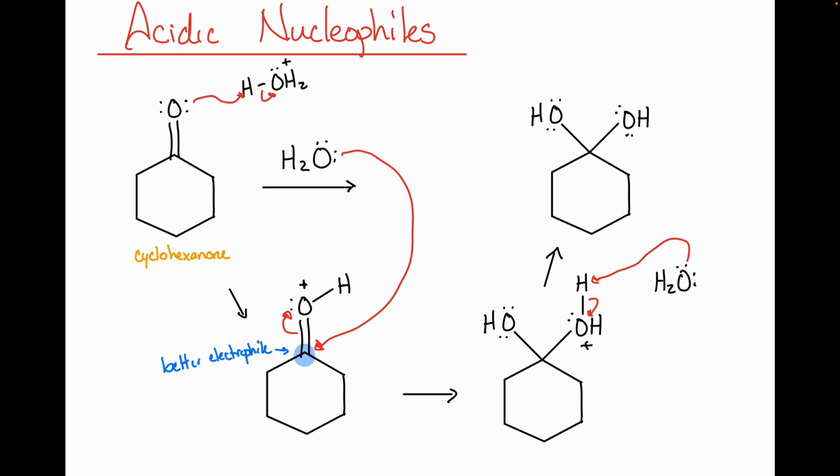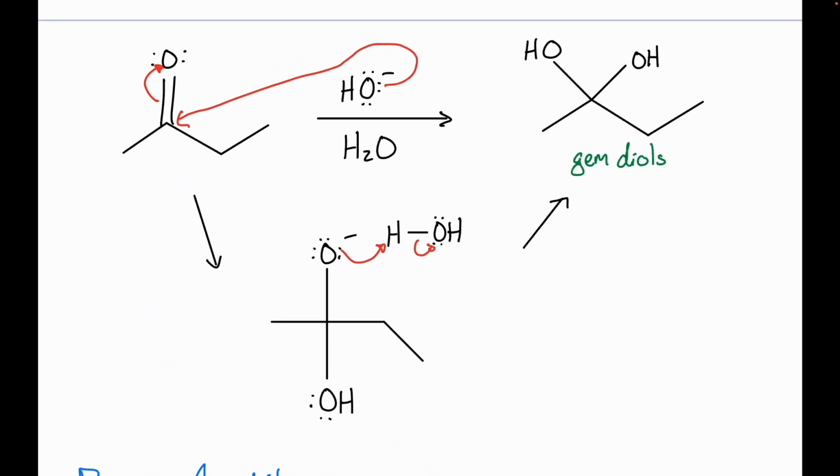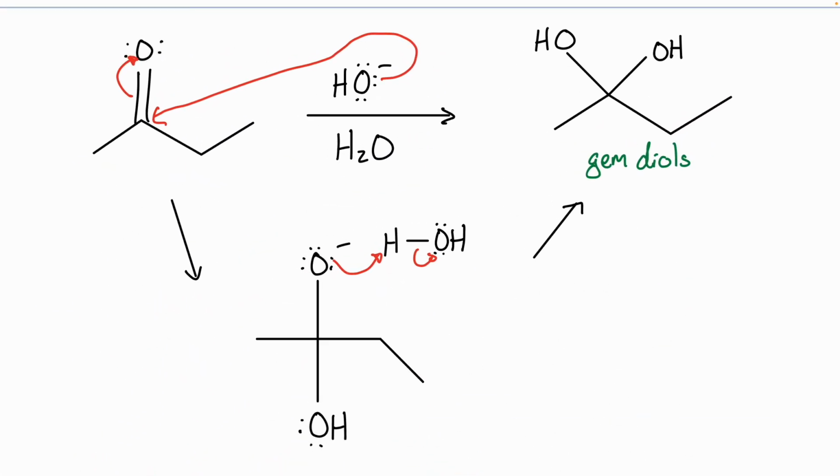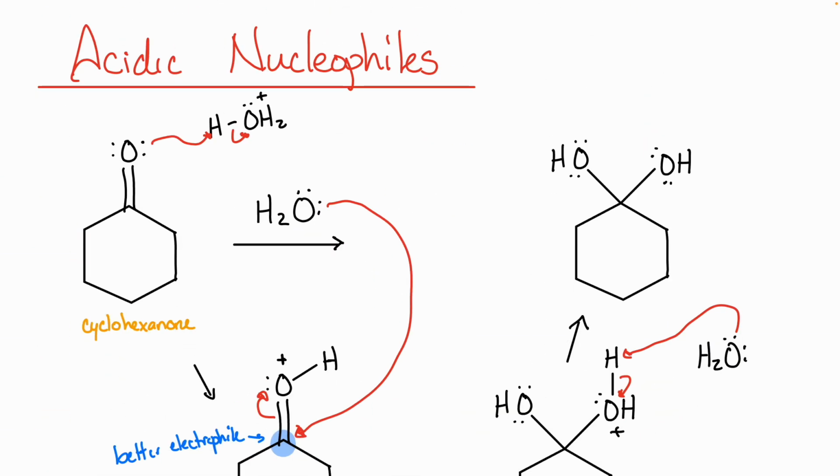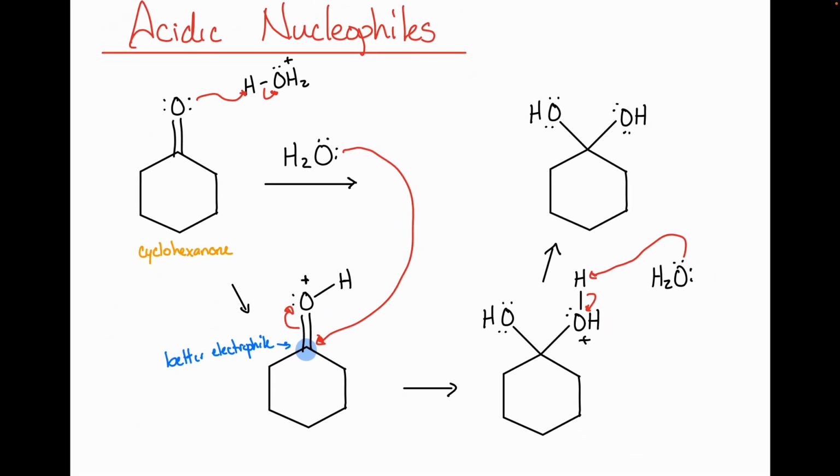All right, and what I want you to do is just to compare what we did previously under basic conditions. We did the exact same thing, reacting a ketone with this oxygen nucleophile and forming our gem diol, to what we just saw under acidic conditions. And what you'll note is that there's an extra step in this mechanism here, right? Why is there this extra step here? Well, we had to manage our charges by doing these proton transfers.